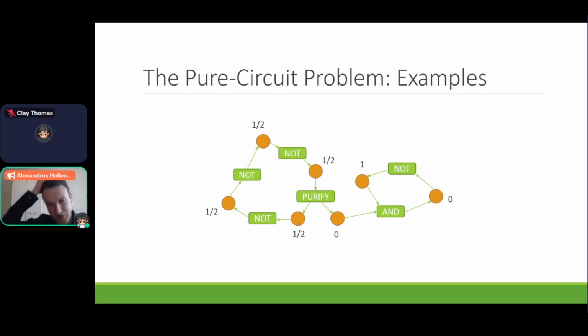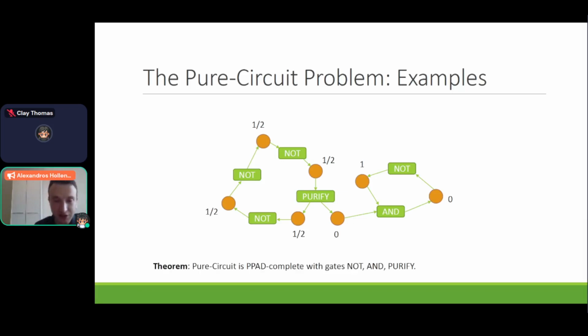So this example is just meant to show that if you imagine that I give you a pretty big circuit like this, it's not going to be trivial to solve. There's no clear procedure that's going to allow you to solve this efficiently. You can imagine that the values over here could come back in here somehow with an AND gate, and you could have many cycles, and just an instance that's very complicated and hard to solve. And so this intuition is indeed correct. So this problem is PPAD-complete. It's as hard as any other problem in PPAD, even if you just allow the gates NOT and the purify gate.